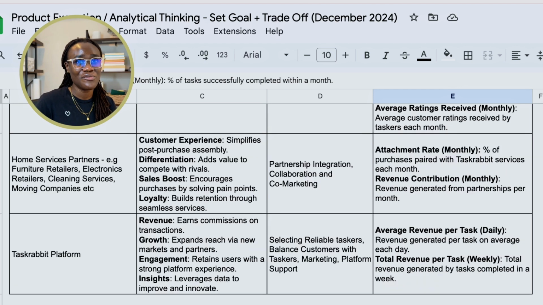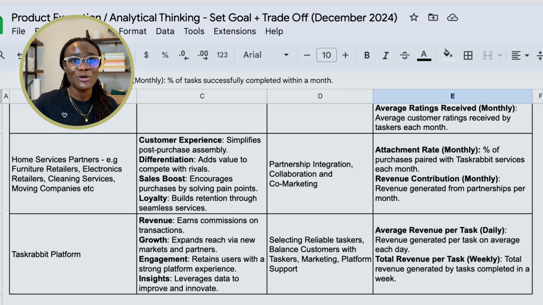So the next category of ecosystem players that we're going to be looking at is home services partners. So these are like your furniture retailers, your electronics retailers, cleaning services, moving companies. So think about service providers that already offer a service that TaskRabbit has the potential to complement. The value proposition for them is a simplified customer experience for post-purchase services. So if a customer purchases the services, the ability for the customer to complete the service experience on TaskRabbit is a value proposition for them. This also differentiates them from their competitors.